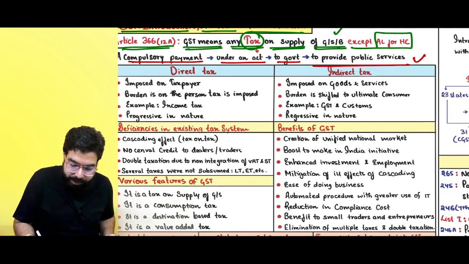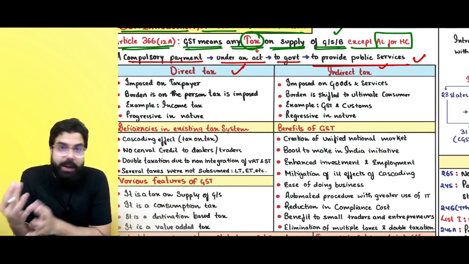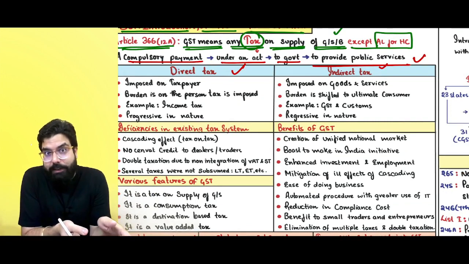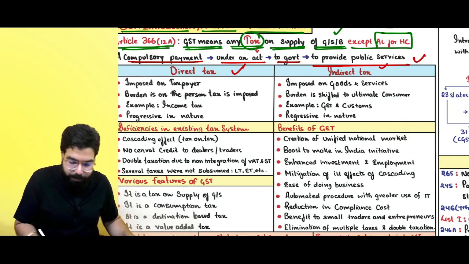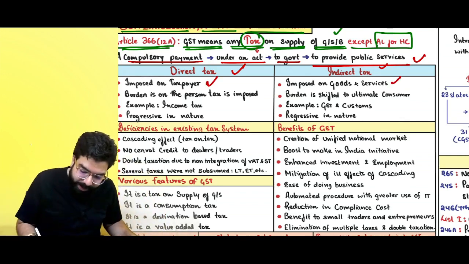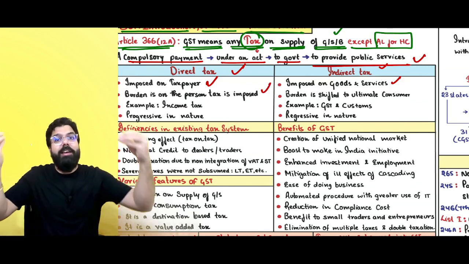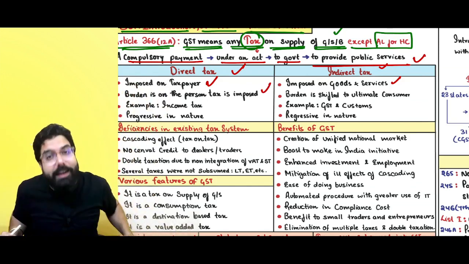Okay, sir. Difference between direct tax and indirect tax. In your exam, they are never going to ask the difference between direct tax and indirect tax, but as a student, you should know, so I've written it down. Direct tax is imposed on the taxpayer. Indirect tax is imposed on goods and services. In direct tax, the burden of the tax is on the person on whom it is imposed. Imposed on me, burden also on me: direct tax.